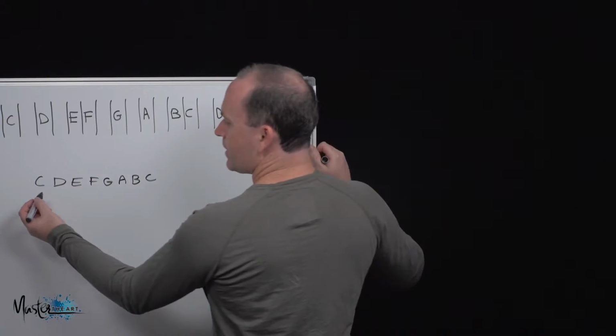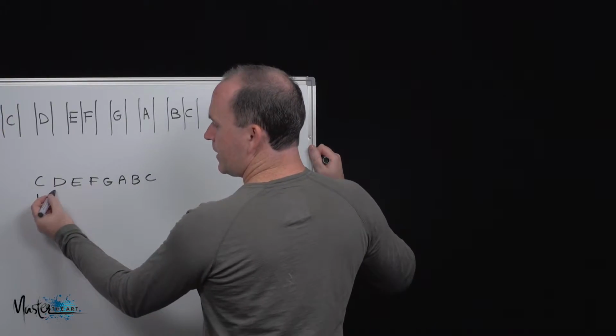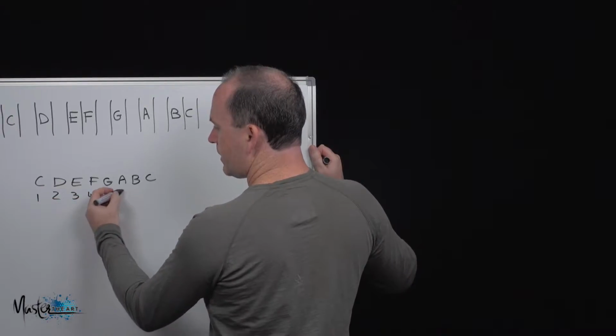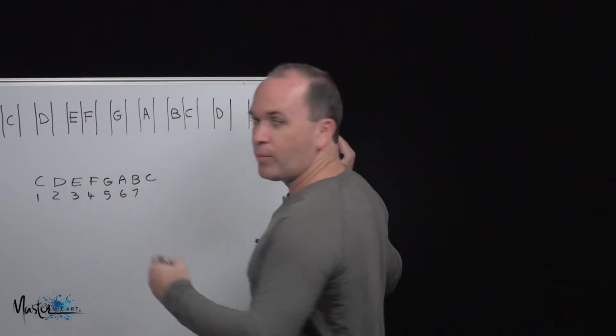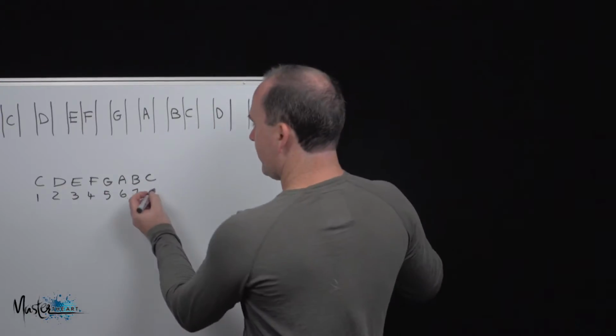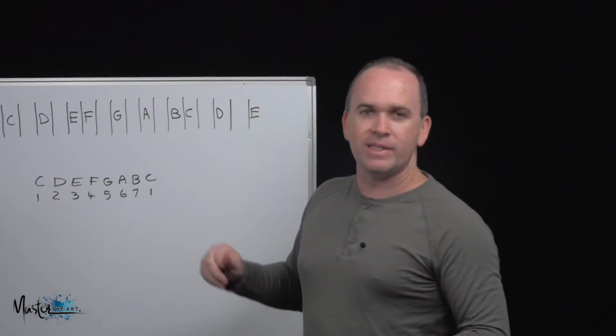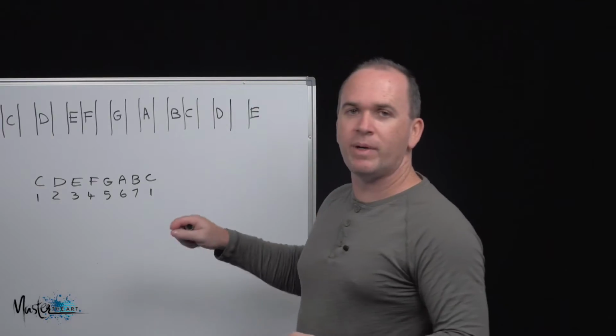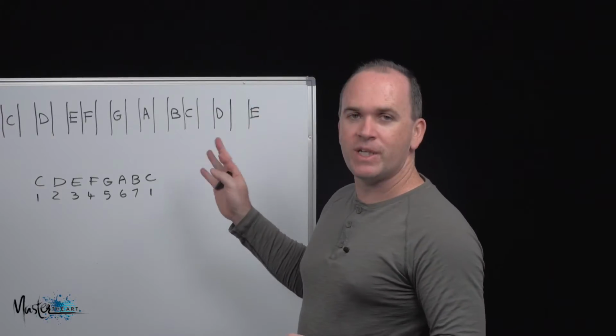Because C is the first note of the scale, I'm going to call it the first. Then D would be the second, E would be the third, fourth, fifth, sixth, seventh. But when I get to the last C, because it's the same as the first, they always call it the first. There is no eighth degree in a C major scale. So you just call them by the numbers 1, 2, 3, 4, 5, 6, 7.